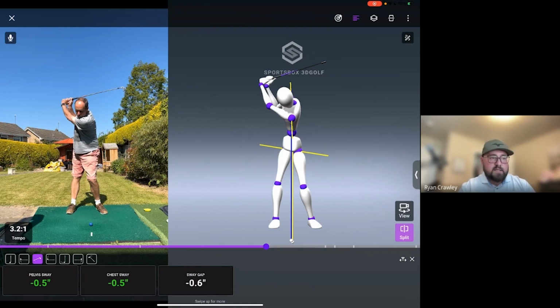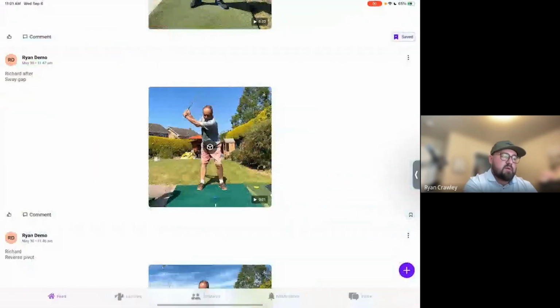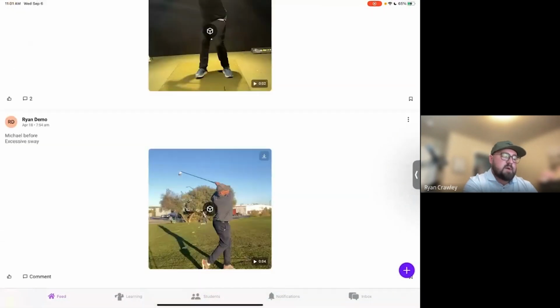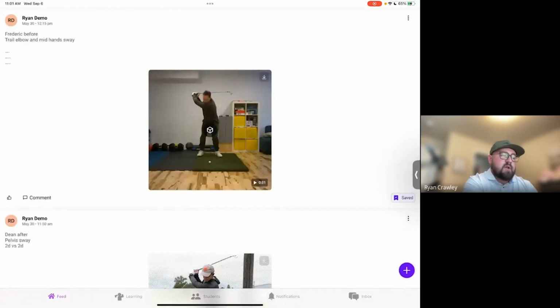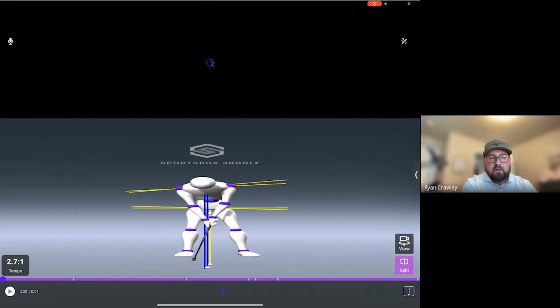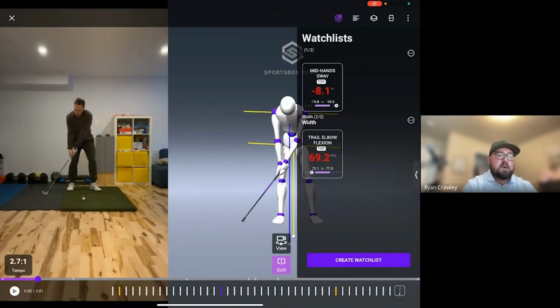If you like teaching with a launch monitor, you'll really like to teach with Sportsbox as well, because we have a feature called a watch list. A watch list is essentially something that you're working on with a player. So if we go to that example of Frederick, and we talked about how we were trying to get more width for Frederick at the top, Frederick would be able to record himself and get feedback in the moment thanks to this watch list.